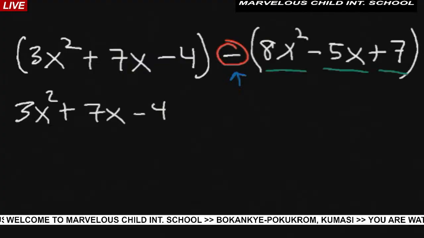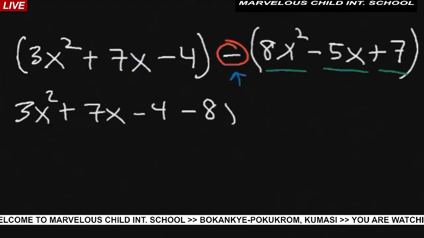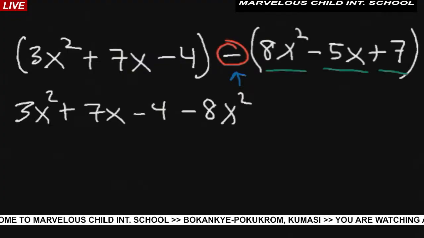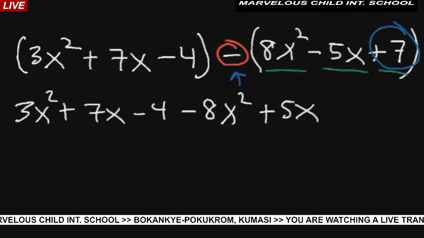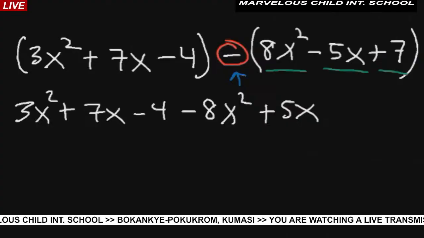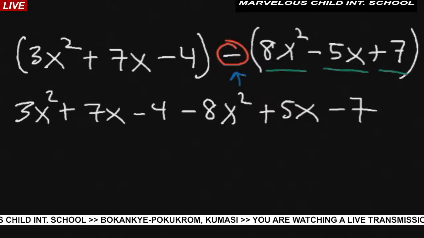So instead of having positive 8x squared, it's going to be negative 8x squared. And instead of having negative 5x, it's going to be positive 5x. And instead of having positive 7, if we distribute the negative sign to it, it's negative 7. And so now let's add like terms.